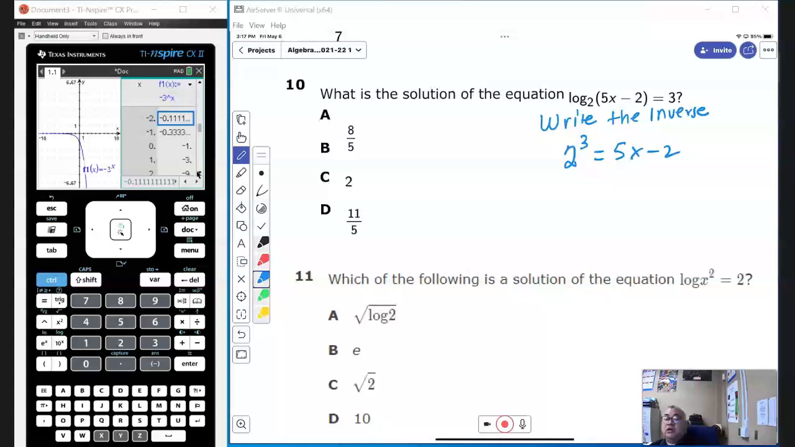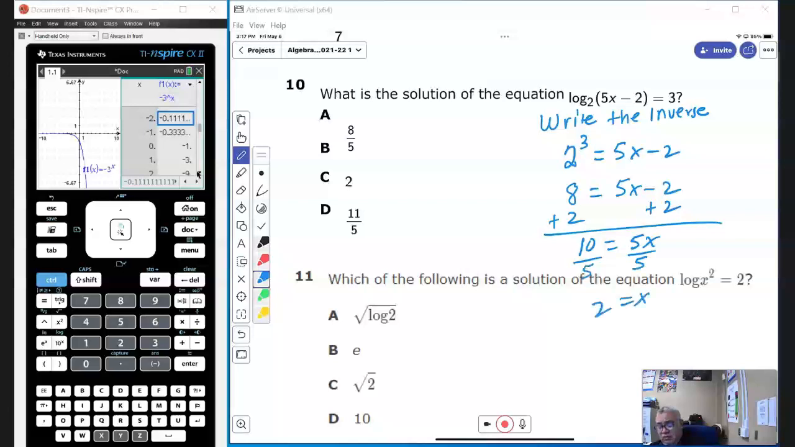So you're going to go ahead and cube 2. So you have 2 to the power 3, which gives you 8. And you have 5x minus 2. And then you're going to go through the process of just solving the equation. So you're going to add 2 to both sides. So you have 10 equals 5x, and then the last step, divide by 5, so x equals 2.